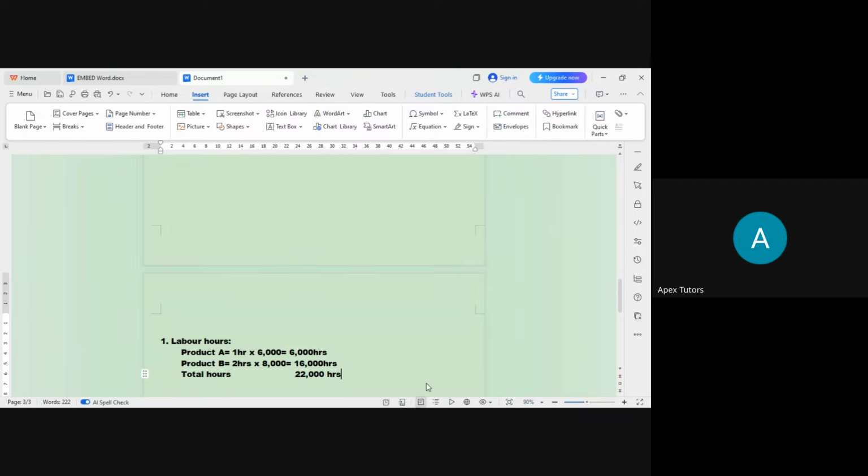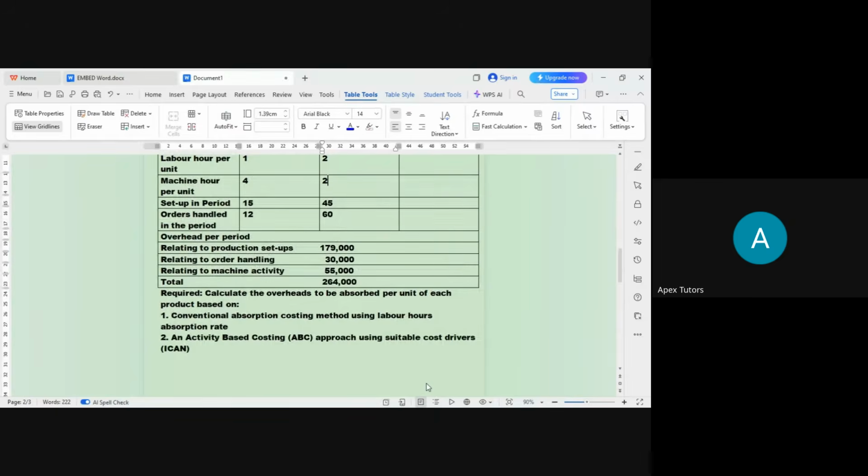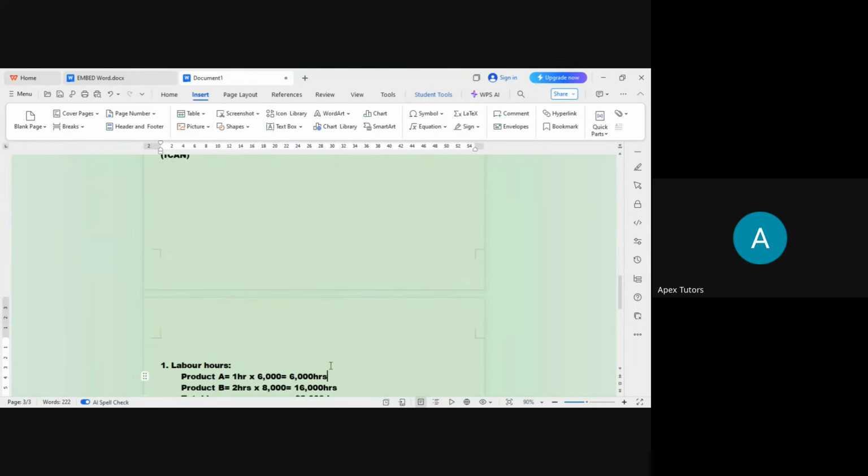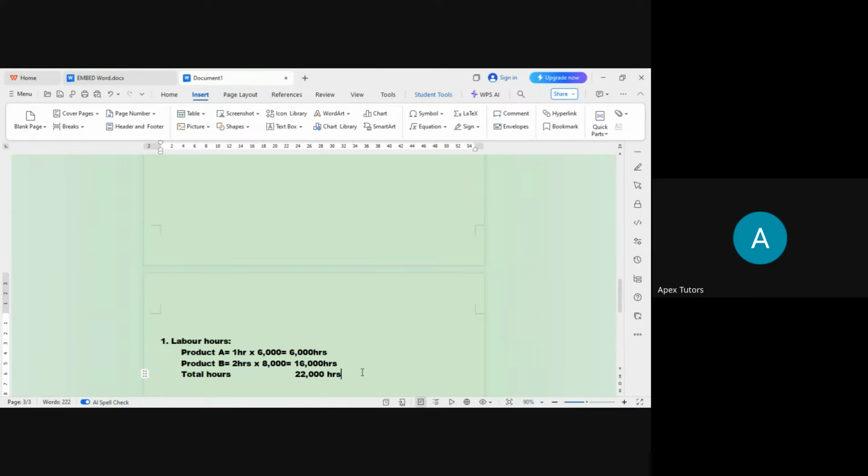Now, the total overhead in the question is what? Fine, I can see from the chat box somebody's giving me the answer: 264,000. Now, the question is saying that we should calculate absorption costing using labor hours absorption rate.